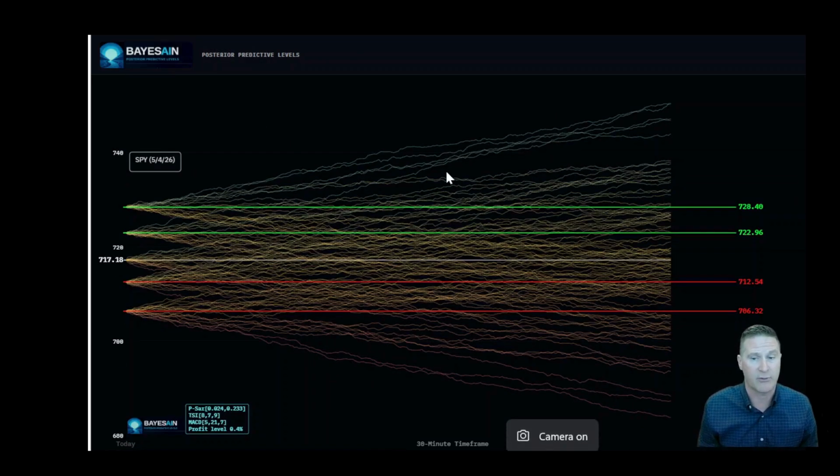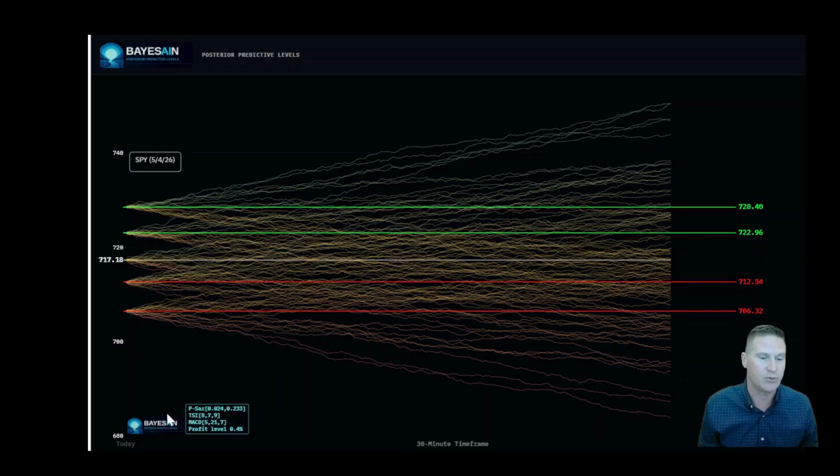And there you go, we're all wrapped up here. We can see here that the algorithm has identified 728, 723, 712, and 706 as your resistance levels on top in green, and your support levels on the bottom in red.